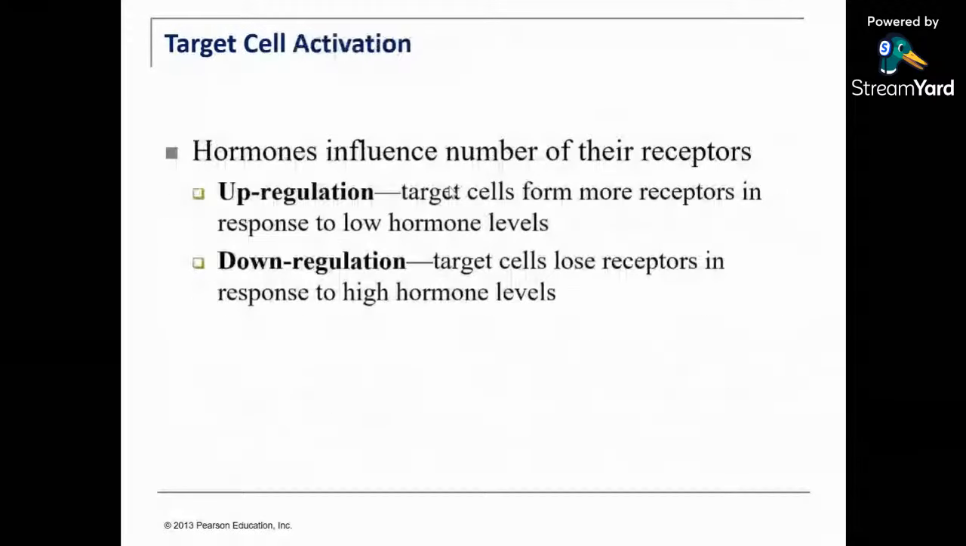Next, target cell activation. As with target cell specificity, the hormone has the capability of specificity on target cell activation. It is upregulated when the target cells form more receptors in response to low hormone levels. And it is downregulated when target cells lose receptors in response to high hormone levels.